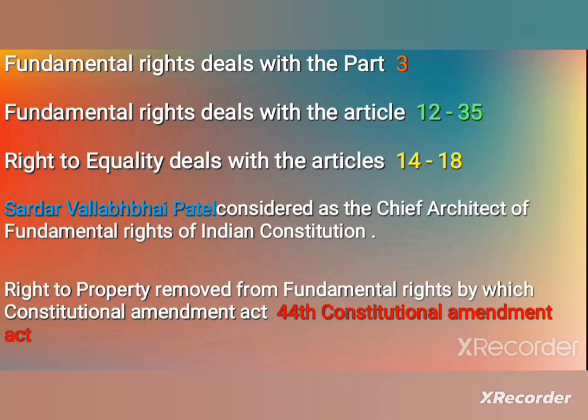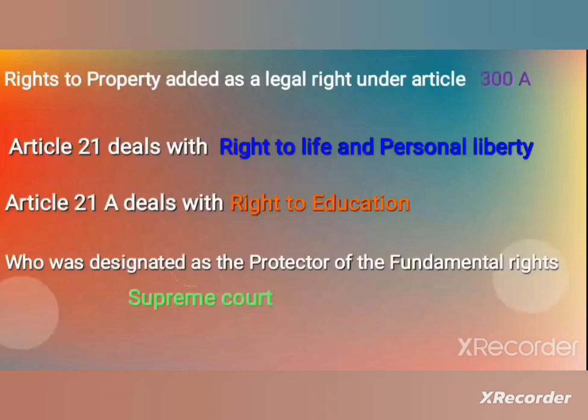Right to property was removed from the fundamental rights by which Constitutional Amendment Act? By the 44th Constitutional Amendment Act 1978. Right to property was added as a legal right under Article 300A. Article 21 deals with right to life and personal liberty. Article 21A deals with right to education.